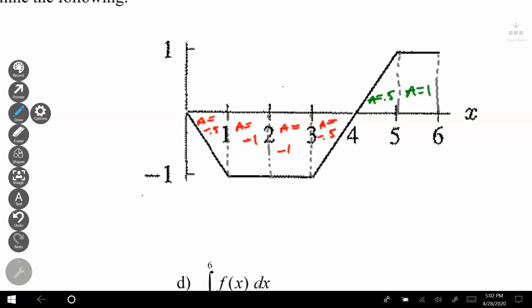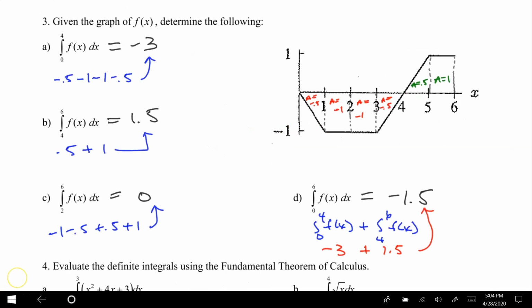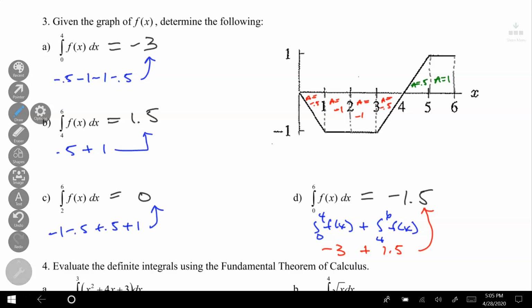Okay, the last page. So for number 3, before I even take these definite integrals, I'm going to break up each little part of this graph into its little pieces of area. All the ones in red are below the x-axis, and we have triangles and rectangles, so we have areas of like negative 0.5 and negative 1. And then the green are the positives, and we have areas of 0.5 and 1. As you can see, I did this problem while I was paused.